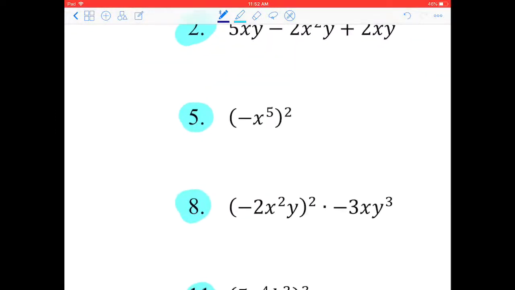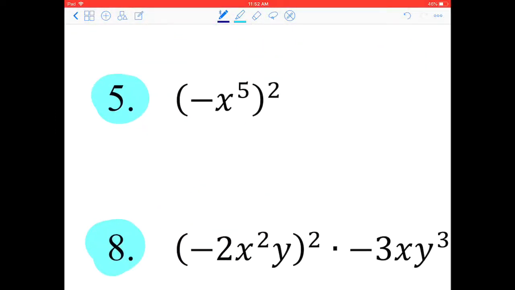Number 5. Remember, if there's no coefficient in front of a variable, it's 1. So this is negative 1 squared. Negative 1 times negative 1 is positive. So positive 1. And then x, let's see, 5 times 2. Because remember, when you have exponents on top of exponents, you're multiplying them. So it's like 2 groups of 5, which we all know is 10.